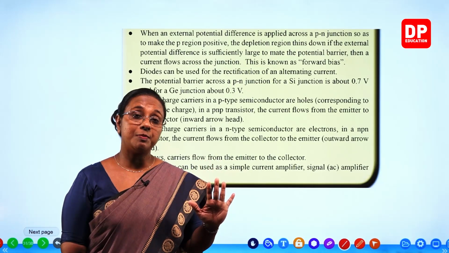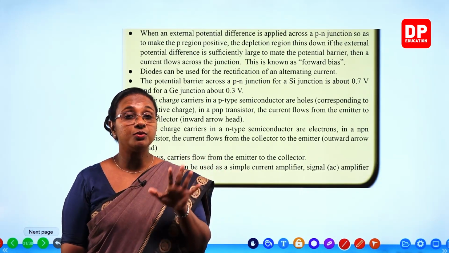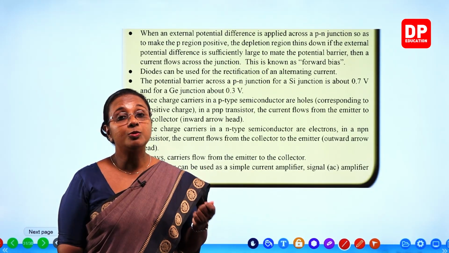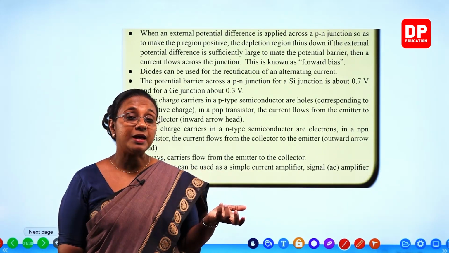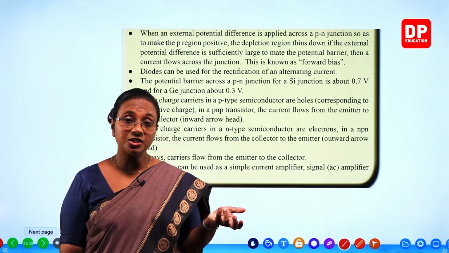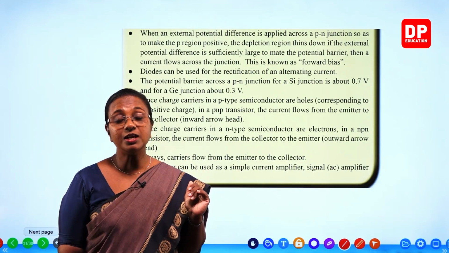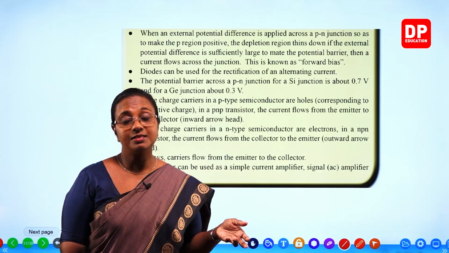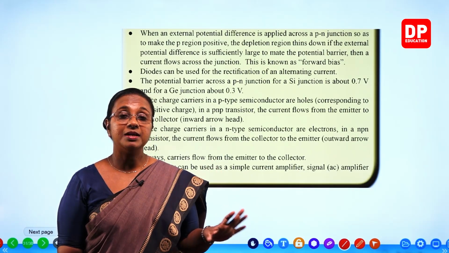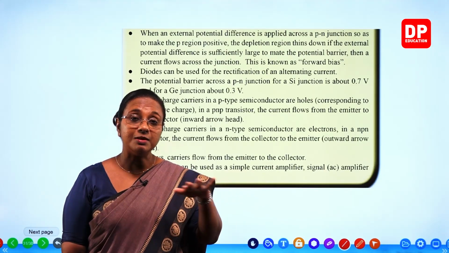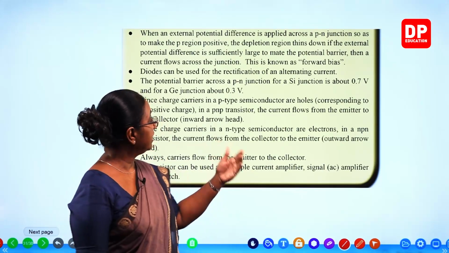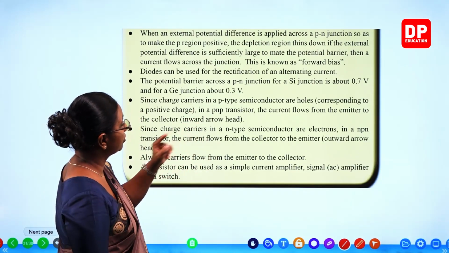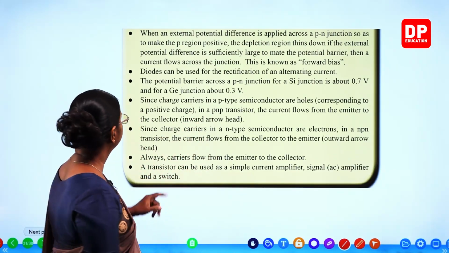And if you supply enough potential, now we all know for a silicon diode, the potential barrier is 0.7 volts. For a germanium semiconductor PN junction, it is 0.3 volts. So, you need to provide a potential difference more than that. So, what will happen? The potential barrier will be overcome. And then there will be a current flowing through it. That is what is known as forward bias.